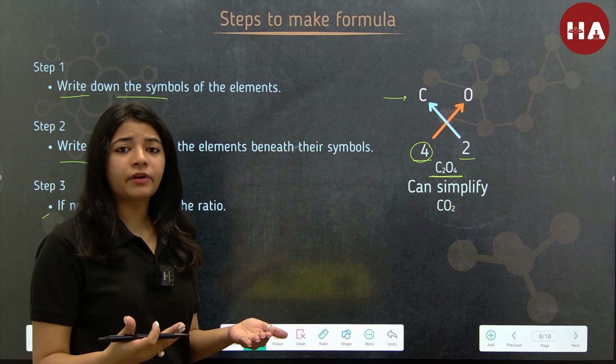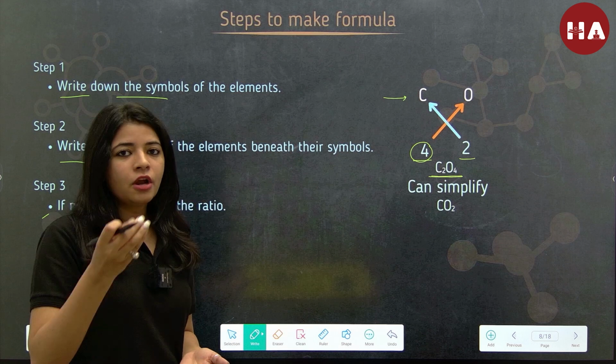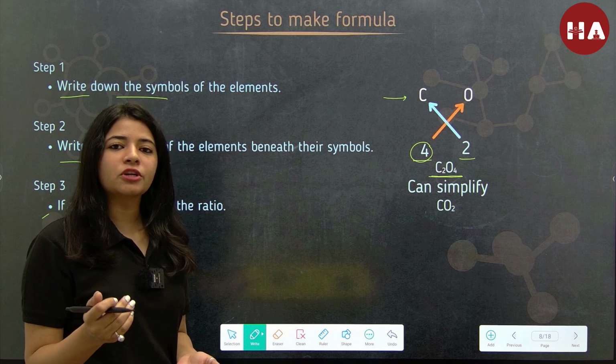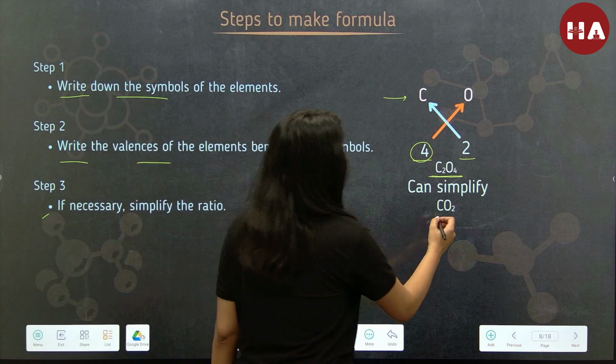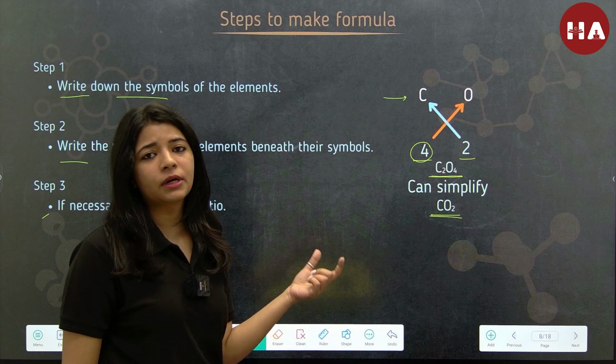I can simplify this. Simplifying means I can bring this down to the simplest ratio. 2 and 4 can be brought down to the simplest ratio, which is 1 and 2. So I can make this C1O2 or CO2. This becomes the correct formula for carbon dioxide.